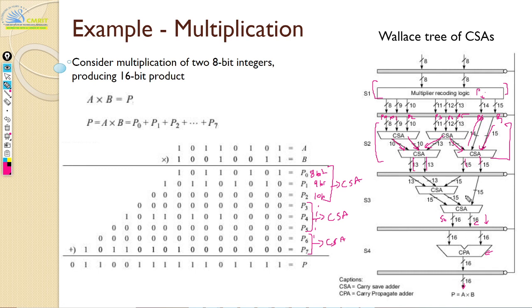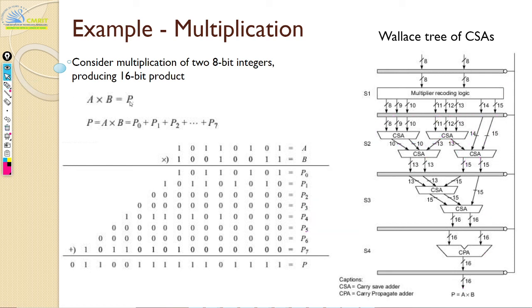Understood? Any questions on this, guys? Is this clear? Is it clear how the tree is constructed? Okay, okay, great.